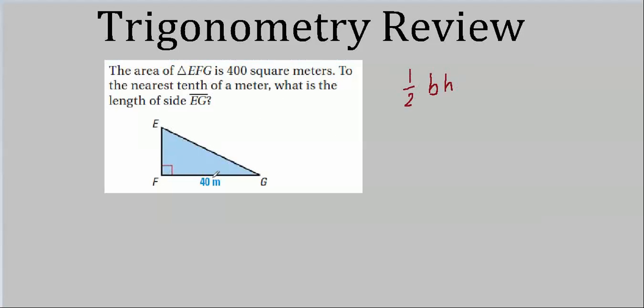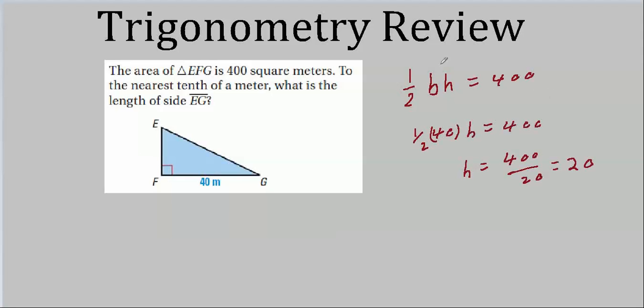Well, B is 40 meters. That's the base here. So what we have to do is set this equal to 400, but we need to insert some numbers here. 1/2 times 40 times h equals 400, so we have that this part here, our altitude, equals 20.